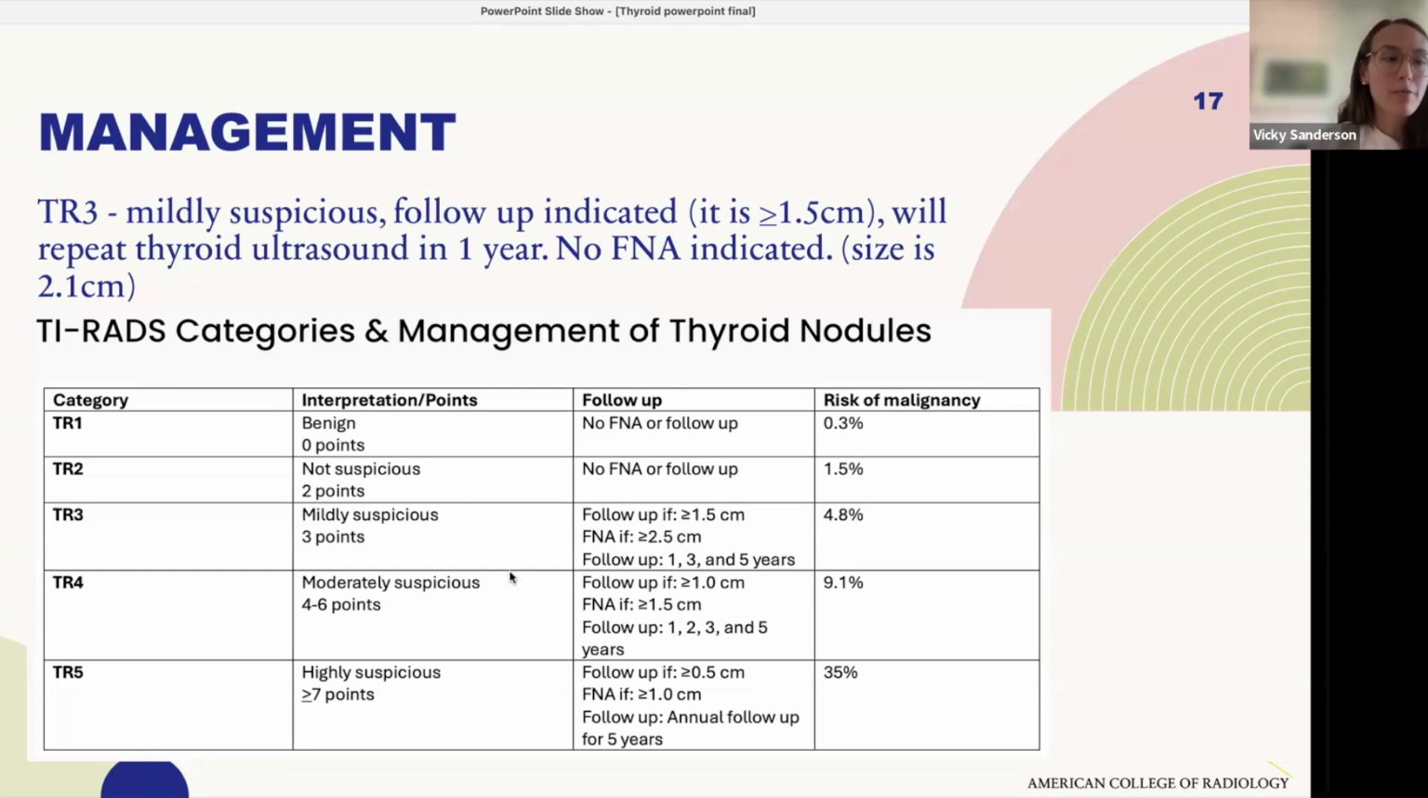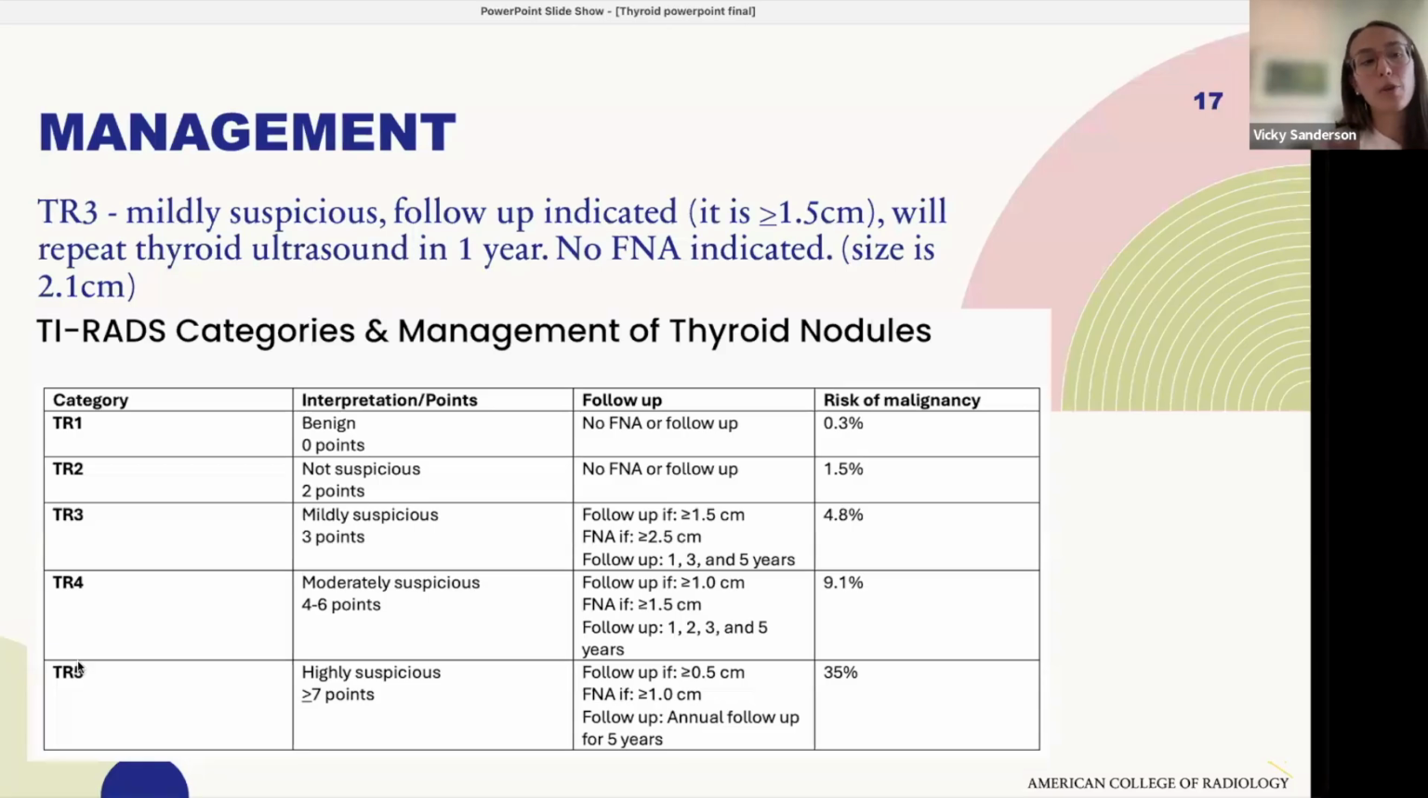And again, this table's fairly busy, but it's up on the blog if you want to refer to it later. It's nice because it puts things in context. It makes us think, okay, why do some nodules get ultrasound and some get fine needle aspiration? It's because we know those nodules with more suspicious features or characteristics put that person at increased risk of malignancy.